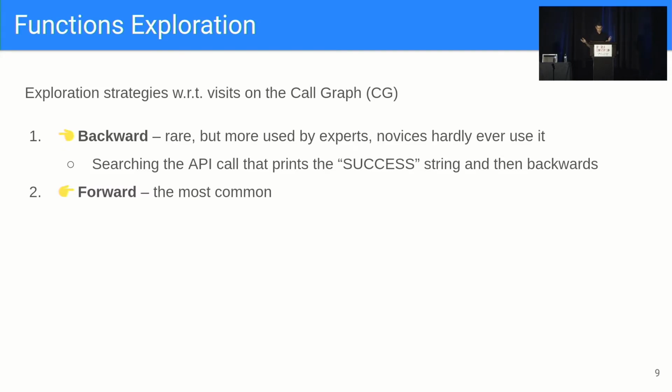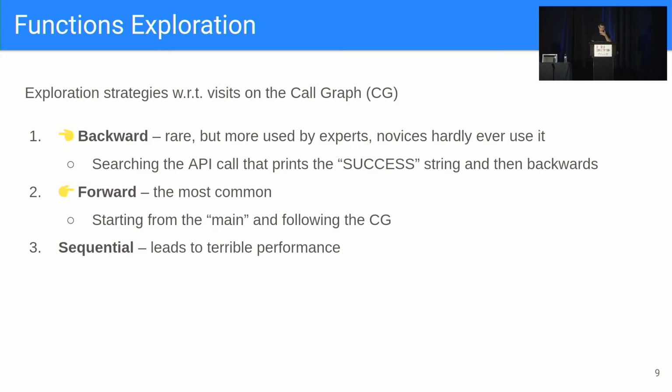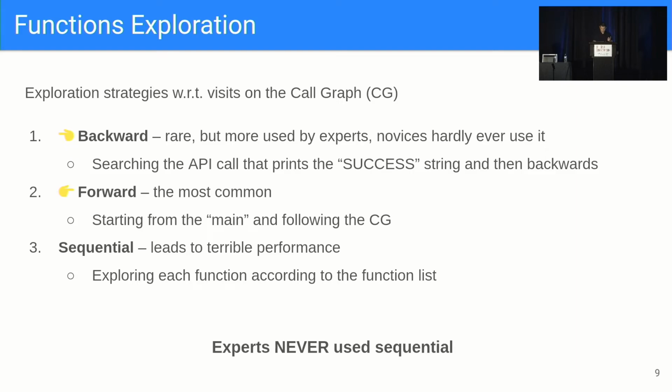Then the second strategy is the forward. That is the most common among our users. They start from the main, and they follow the call graph. And finally, the sequential strategy: all the users that used it had terrible performances, because this is a very naive strategy. They were just analyzing the functions in the same order presented in the function list, and it comes as no surprise that experts never used the sequential strategy.